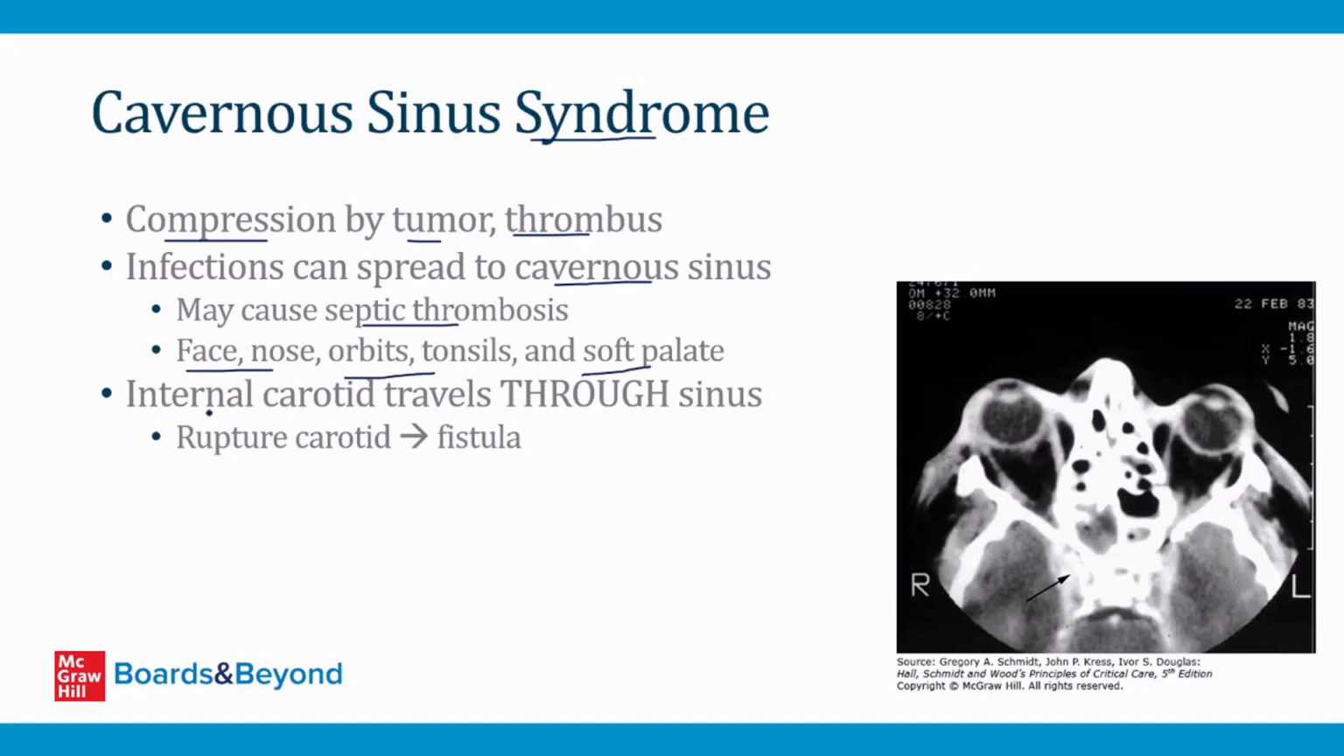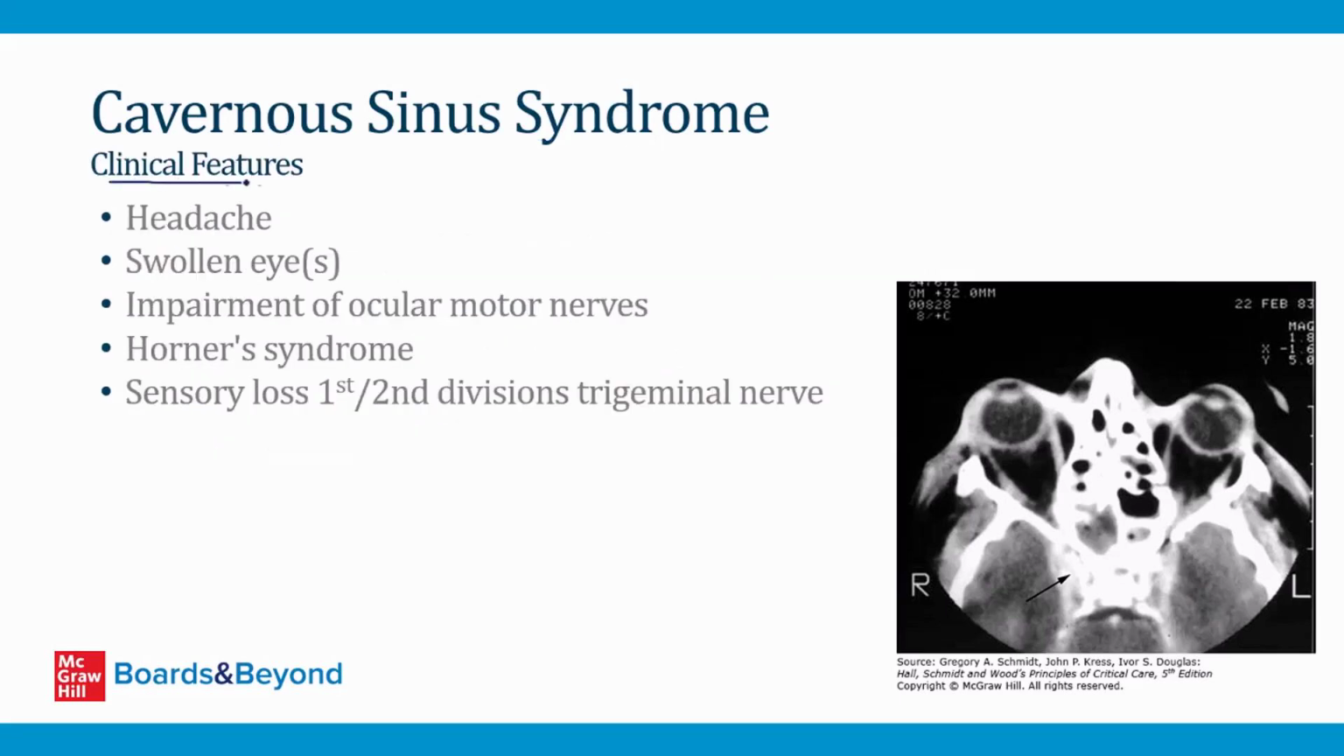Also, as we saw in the last slide, the internal carotid artery travels through the sinus, so if it ruptures for some reason, then a fistula can form, and you can have blood from the arterial system filling all those veins of the cavernous sinus and engorging them, and that's going to lead to compression of all those structures within the cavernous sinus. So the clinical features that can occur when there's obstruction of blood flow through the cavernous sinus are summarized on this slide.